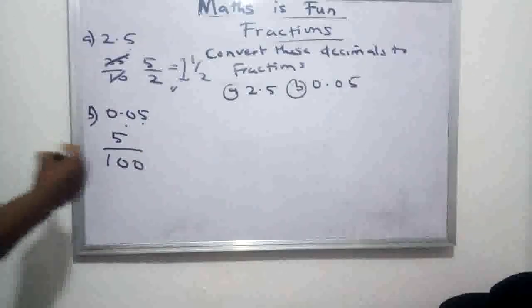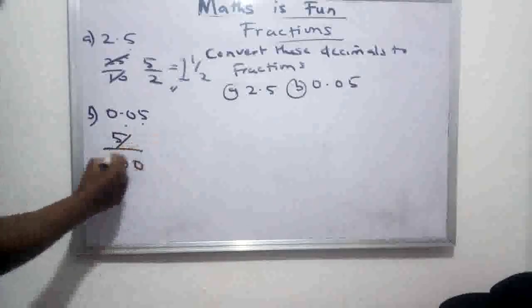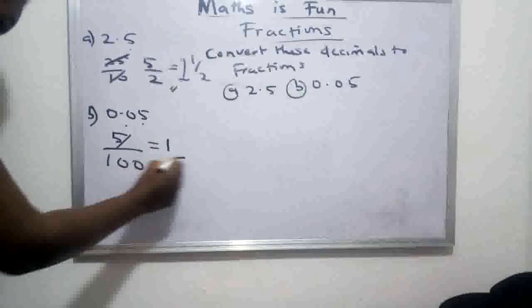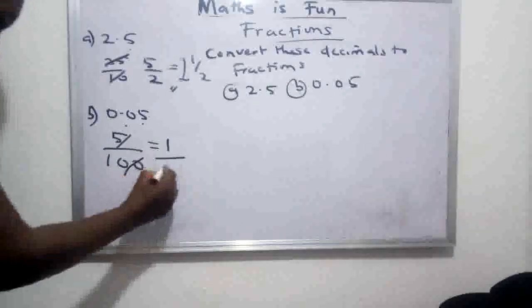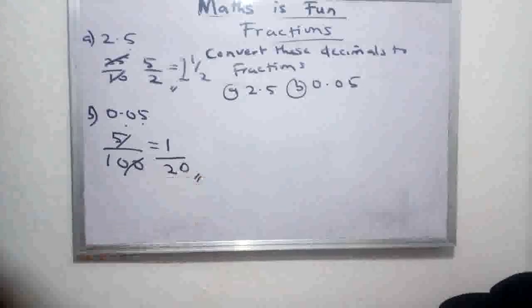So 5/100, how many 5s can you see in 100? How many 5s can you see in 5? You have 1. How many 5s can you see in 100? You have 20. So this becomes our final answer.